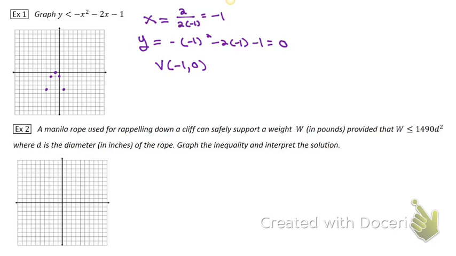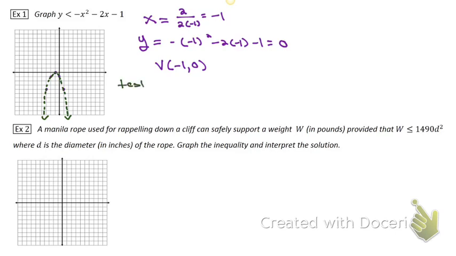Now, do we make it dashed or solid? That's right, it's dashed. Now I need to find a point to test. It doesn't matter whether the point is inside or outside. But wherever it is, if it's true, you shade there. And if it's false, you don't shade there, you shade in the other place.